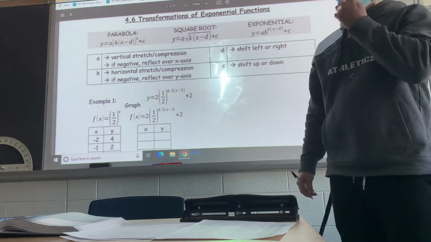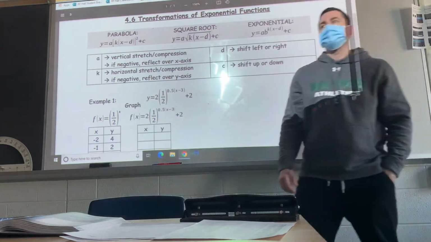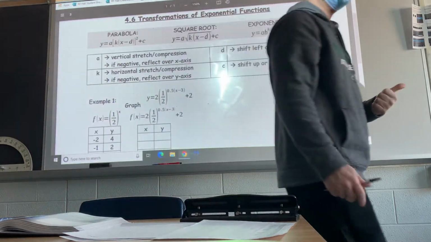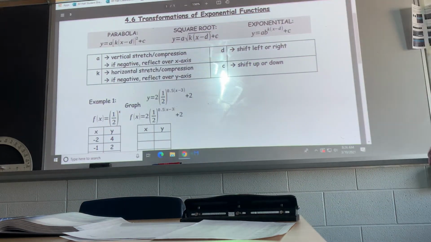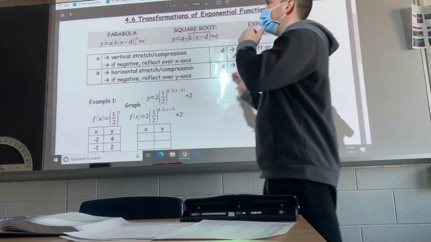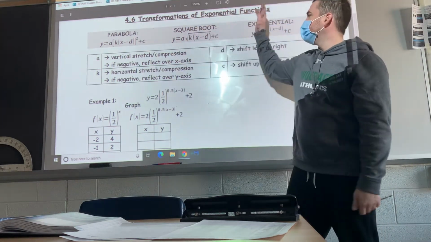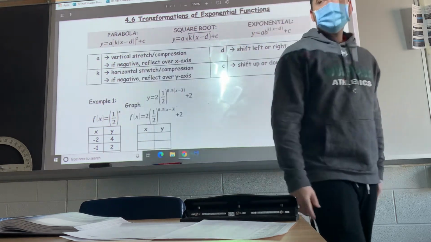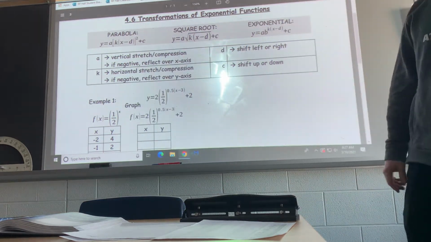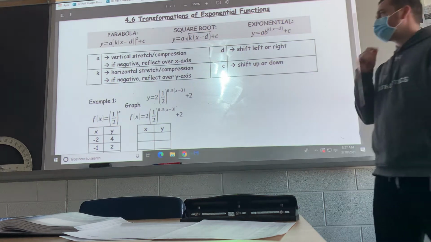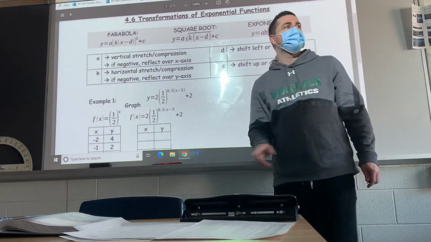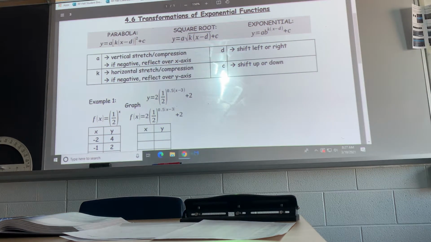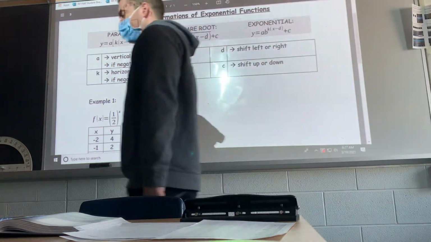Okay, so transformations. It's the same thing as we did in chapter 1. We're looking at our A value, our K value, our D and C. Nothing has changed just because we have a different function. Everything stays the same. Your A value is vertical stretch or compress. It also tells you if it's reflected over the x-axis. K value is horizontal stretch or compress, and tells you if it flips or reflects over the y-axis.